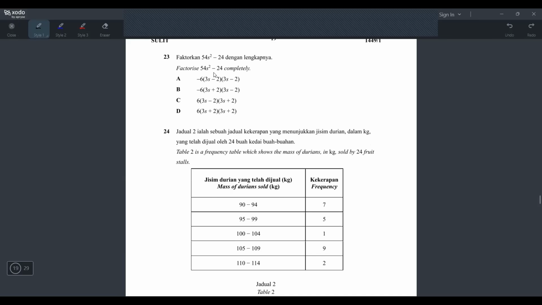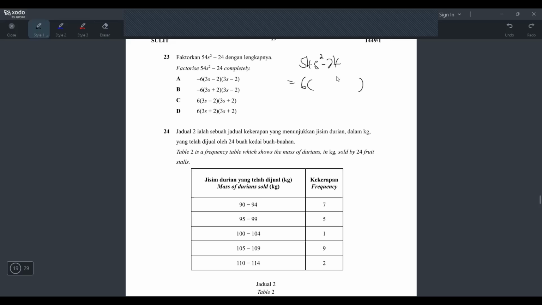Number 23. Factorize this one completely. How do we factorize? 54s squared minus 24. The first thing I do is check what 54 and 24 can both divide by. They both can divide by 2. It means I can factorize out 2, right? But don't do that. Because if you factorize out 2, you will get 27s squared minus 12. And then you can take out 3 again, because 27 and 12 can both divide by 3. So why not straight away take out 6, right?